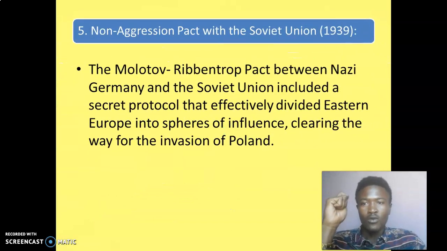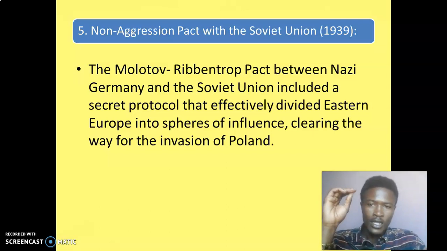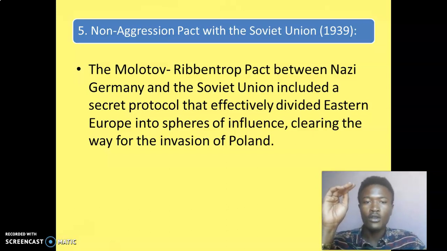Alright. We have the fifth reason: the non-aggression pact with the Soviet Union, 1939. They are saying that the Molotov-Ribbentrop pact between Nazi Germany and the Soviet Union included a secret protocol that effectively divided Eastern Europe into spheres of influence, clearing the way for the invasion of Poland.